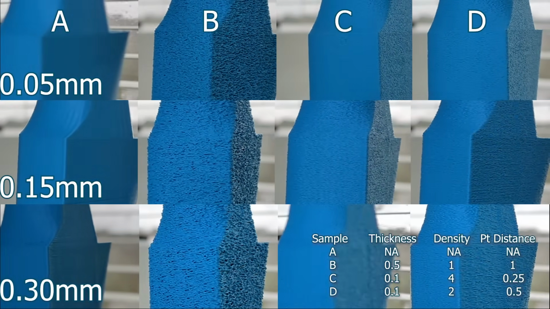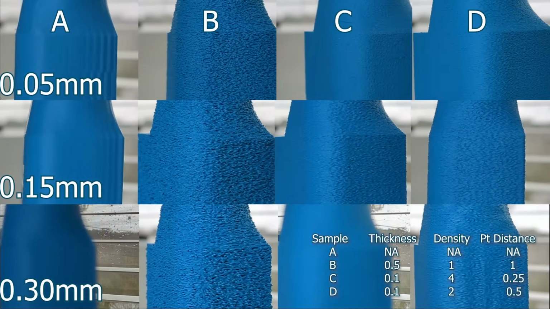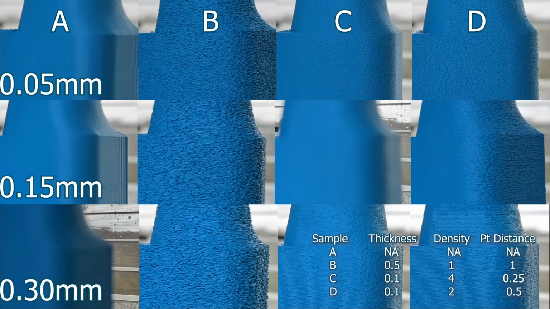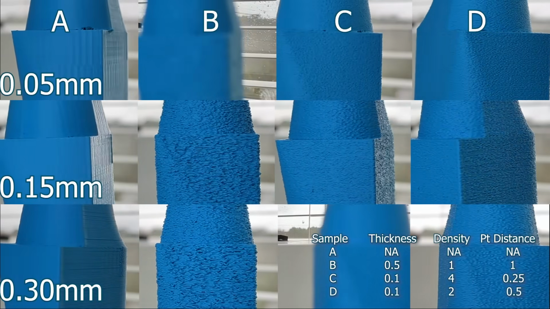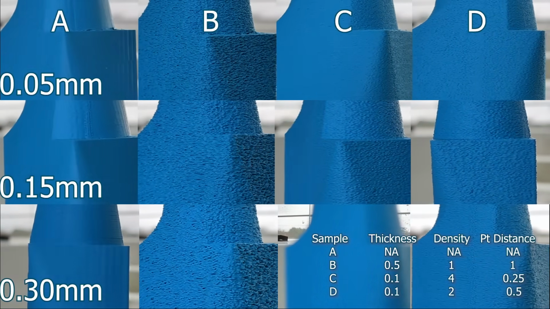And finally, I put all 12 samples together so you can see how the fuzzy skin looks with different geometries spinning around and compared to different layer heights and fuzzy skin settings. I'll let this play out for a little bit.